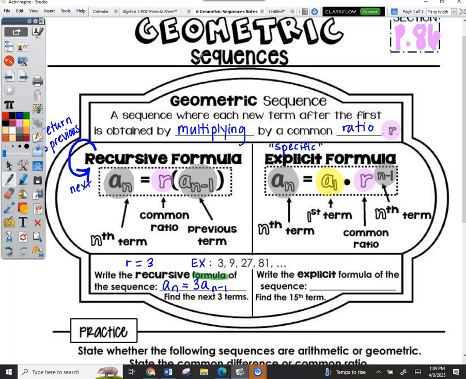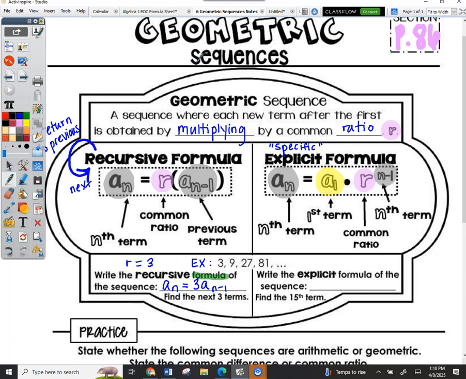Thank you. Okay. You know how easy you just found that the next term is 243? What'd you do? You multiplied by 3. Where's 81 in the sequence? It's the last term that we know, right?